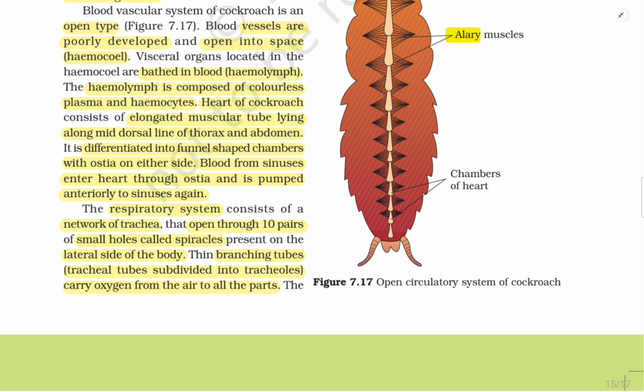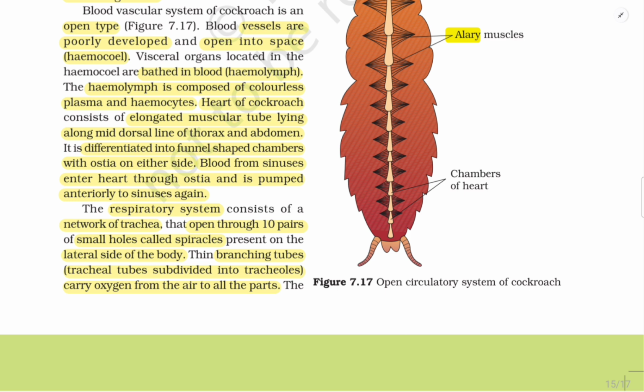Visceral organs located in the hemocoel are bathed in blood, hemolymph. The hemolymph is composed of colorless plasma and hemocytes. The heart of the cockroach consists of an elongated muscular tube lying along the mid-dorsal line of the thorax and abdomen. It is differentiated into funnel-shaped chambers with ostia on either side. Blood from sinuses enters the heart through ostia and is pumped anteriorly to sinuses again.